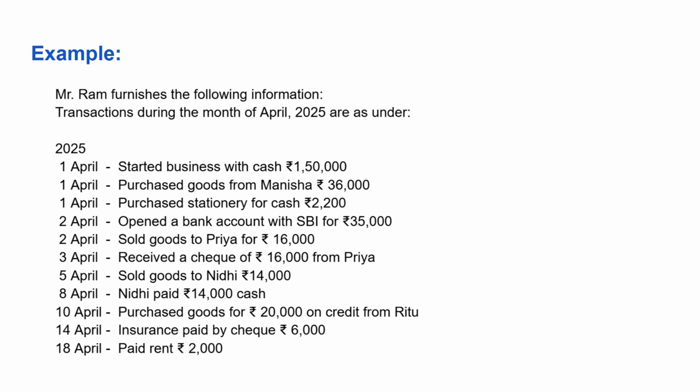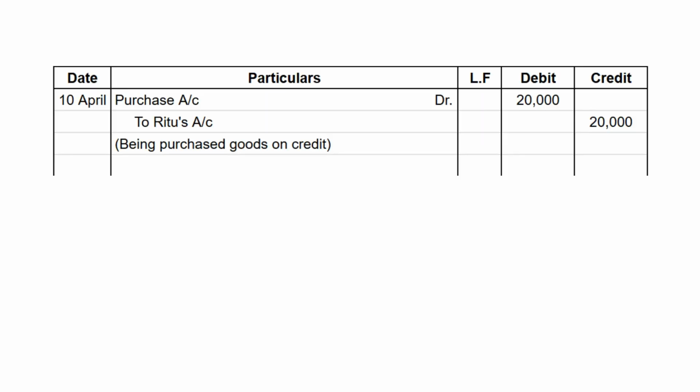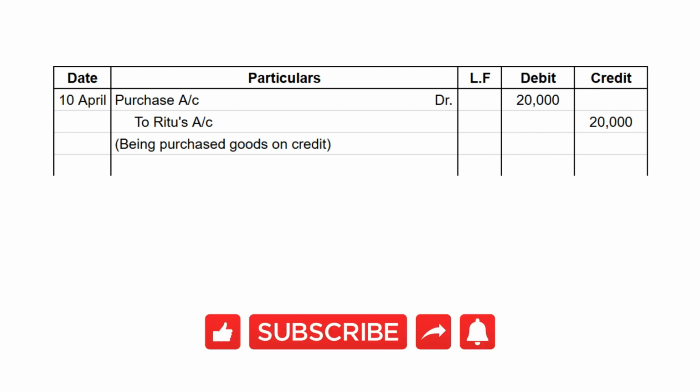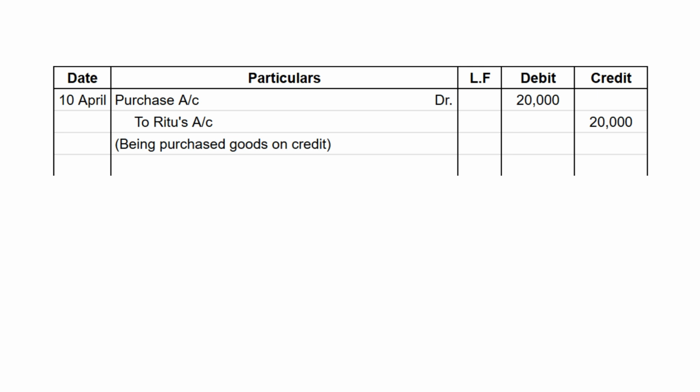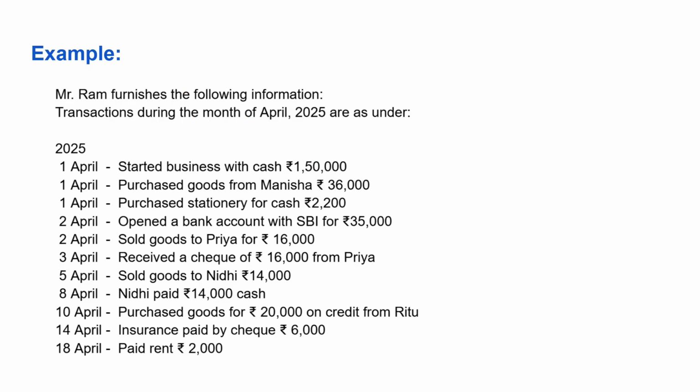Let's see how we'll record it. 10th April, purchase account debit 20,000 rupees on the debit side, to Ritu's account 20,000 rupees on the credit side, and the narration is being purchased goods on credit. Next. 14th April, insurance premium paid by check 6,000 rupees.